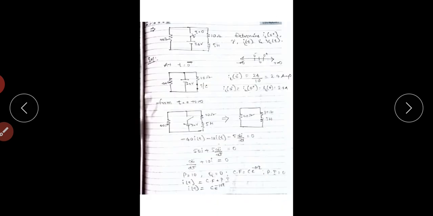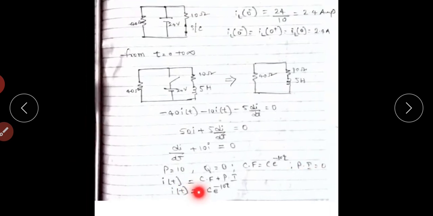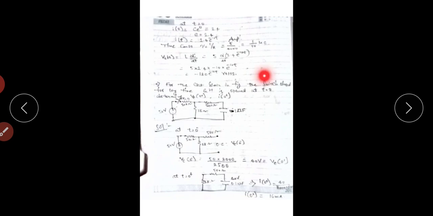Okay, now substitute t equals to 0 in the above equation. So I of 0 equals to C into e power 0, and I of 0 value equals to 2.4. So C into e power 0 equals to 2.4, e power 0 equals to 1, finally C value is 2.4. Okay, substitute C in the I of t expression, we get I of t equals to 2.4 into e power minus 10 into t, 2.4 into e power minus 10 into t amperes.